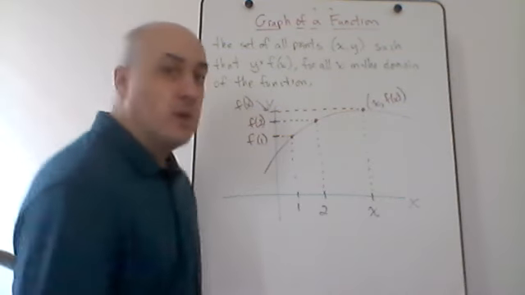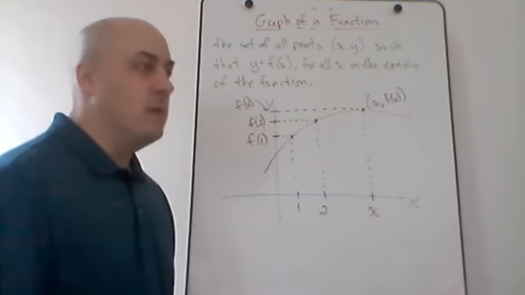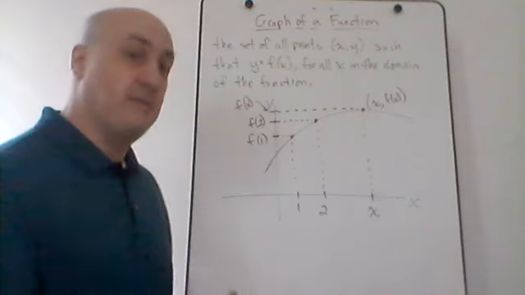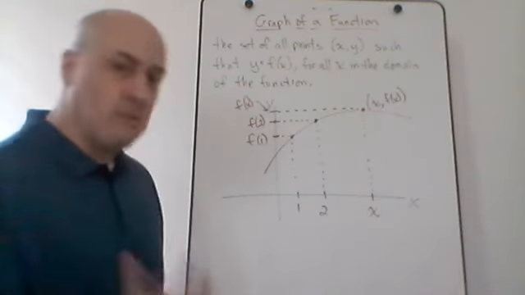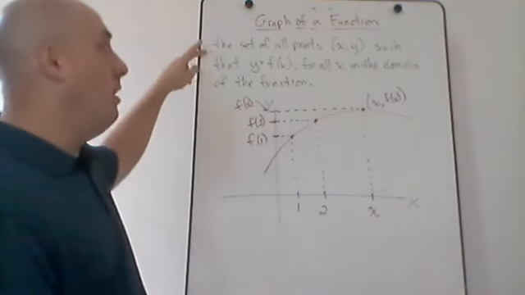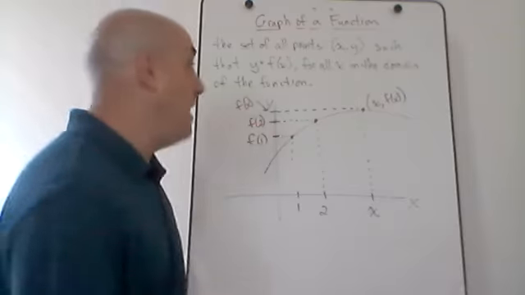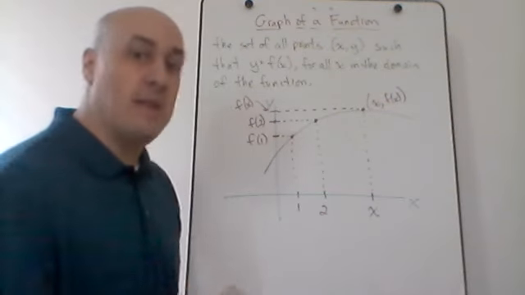In this video, we're going to talk about the graph of a function and what it means in relation to the function itself. The graph of a function is the set of all points x comma y such that y equals f of x for all x in the domain of the function.